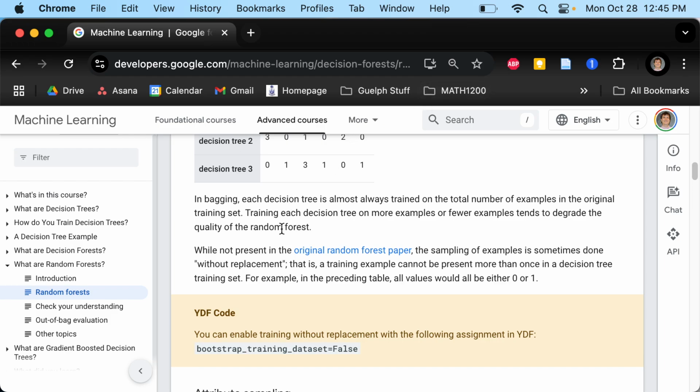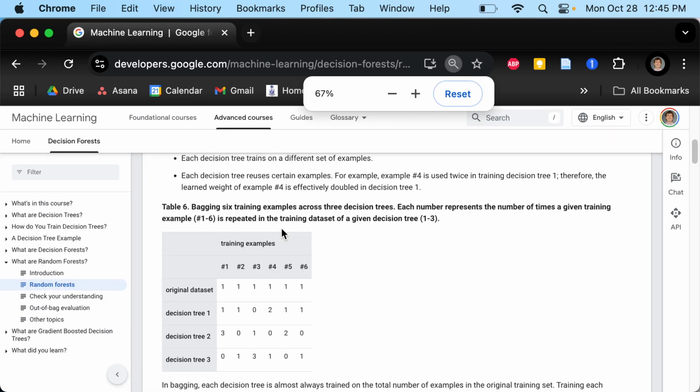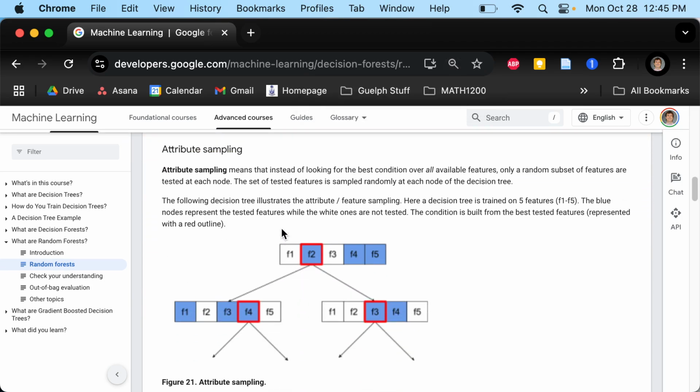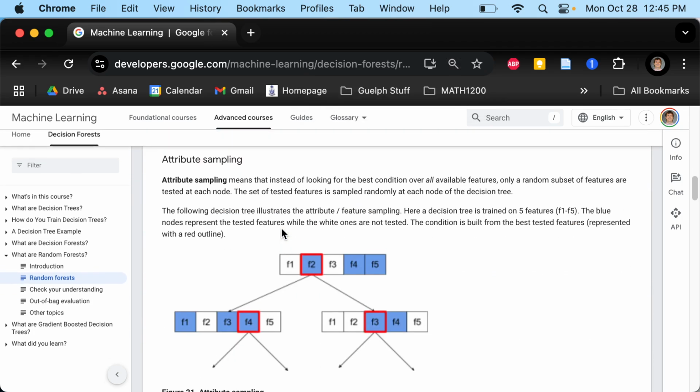So again, if you want to get into the stuff and learn a lot, this Google course is quite nice. It has a few examples. So we bootstrap the data points, but we also do this attribute sampling, where every individual tree is only allowed to use a subset of the features. So here is a tree that is only allowed to look at features 2, 4, and 5. It is not allowed to use features 1 and 3. And you might think, okay, this is very silly. You're making your tree worse.